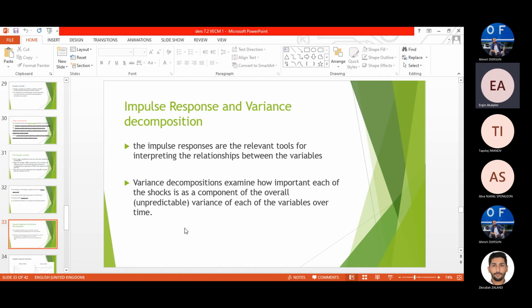The impulse responses are the relevant tools for interpreting the relationship between the variables, and the variance decompositions examine how important each of the shocks is as a component of the overall unpredictable variance of each of the variables over time.